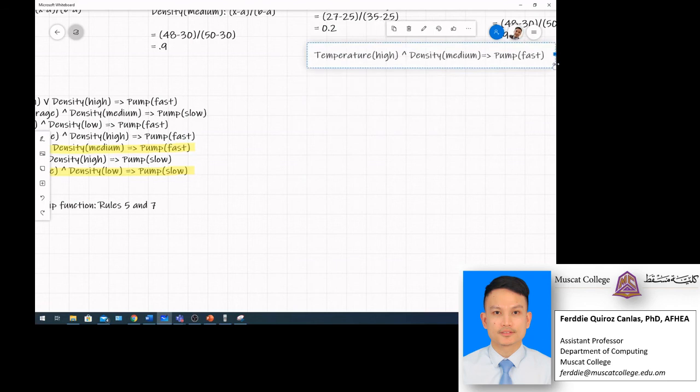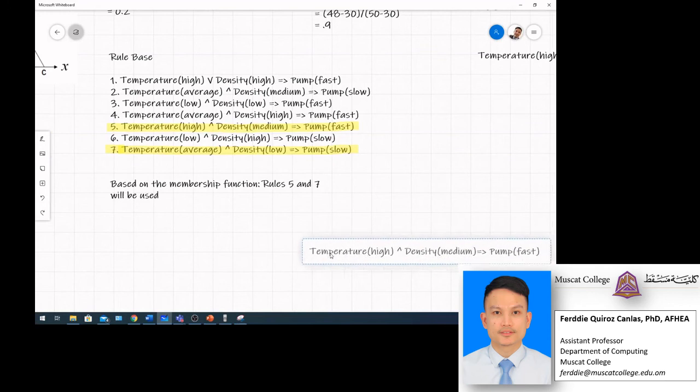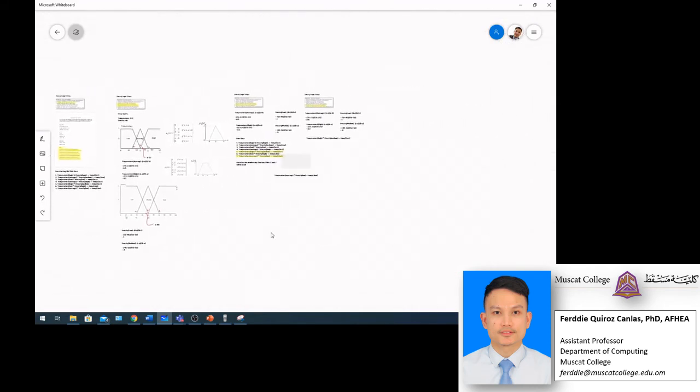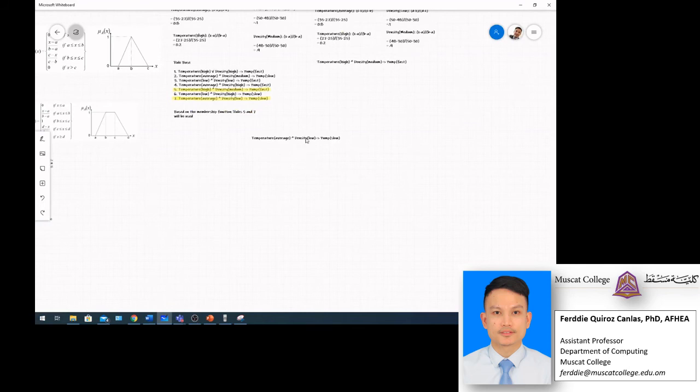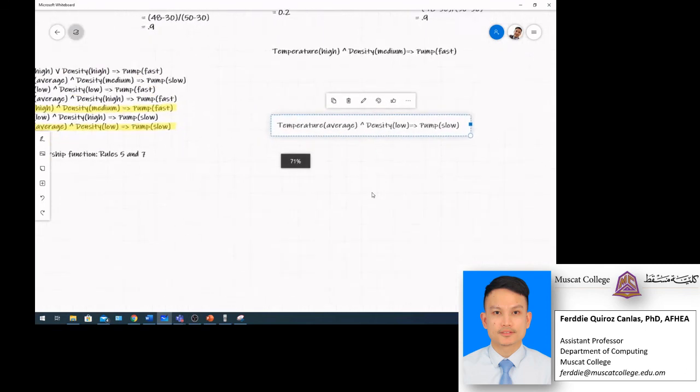Let me just put it here. Then we have the other one. Let me copy this and replace the values. So this is average, and this one is low. Then pump is slow. So let me put them here. Okay. So we're now ready to evaluate it.